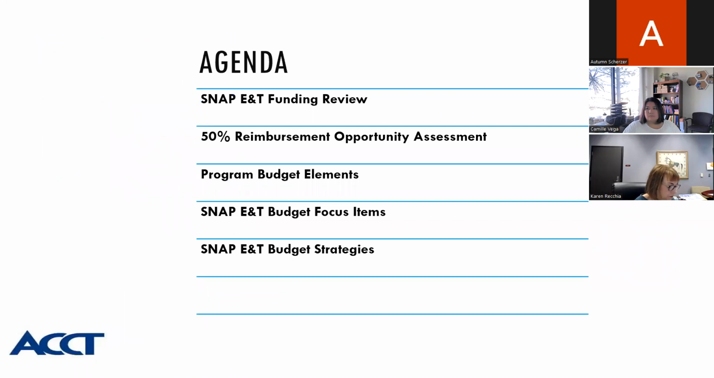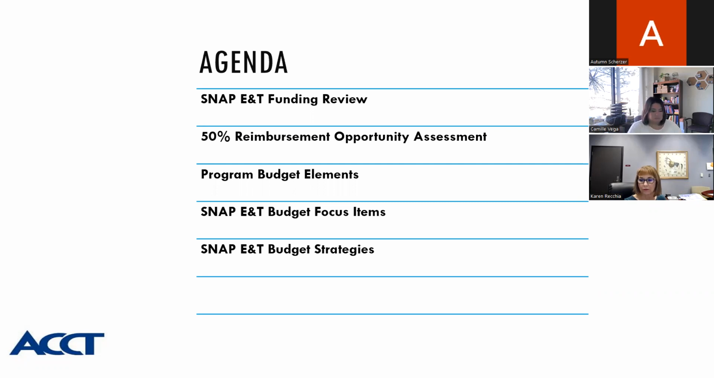So just quickly, we'll go over what we'll cover today. We also have some guest speakers that we're really excited to have on. So we'll start with a SNAP E&T funding review. We'll do an overview of what SNAP E&T is, how you start assessing SNAP E&T funding, and then look at how you actually get at where the opportunity is for that 50% reimbursement. We're going to go over some aspects of budgeting and billing.